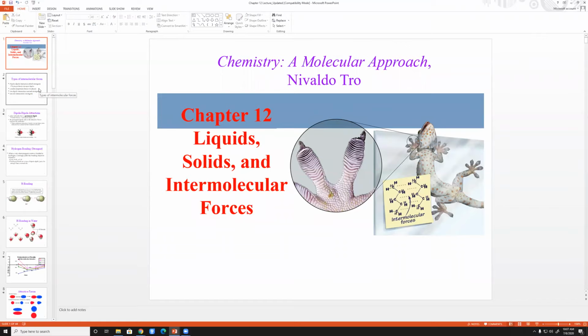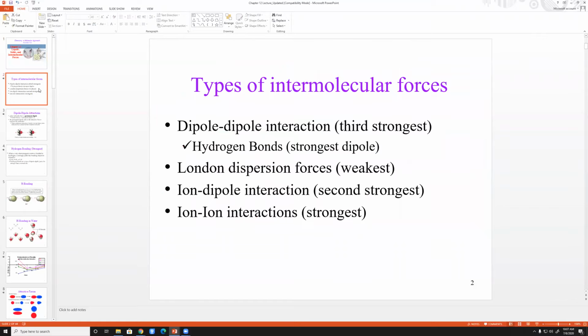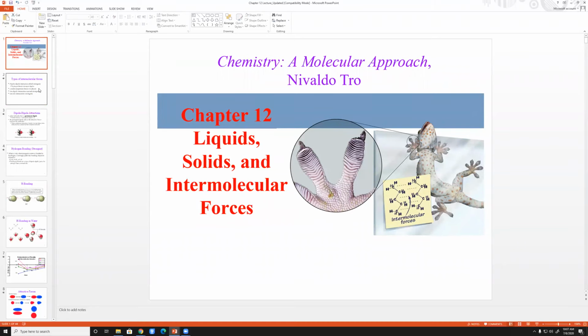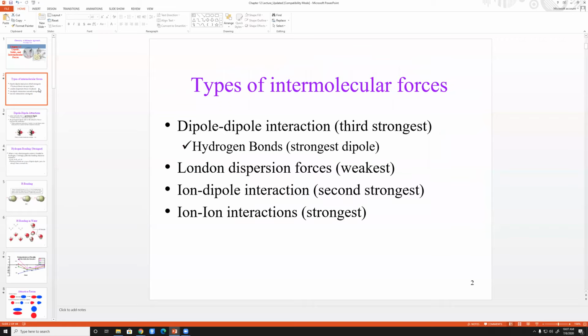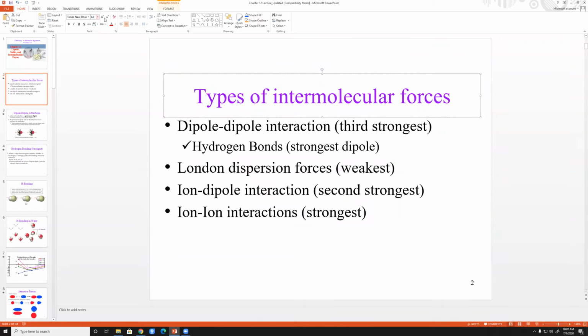Okay, so now we're going to learn about intermolecular forces. So this is important for the final, and it's not too difficult. So intermolecular forces, what does that mean? So there are two types of forces. There's intramolecular and an intermolecular.